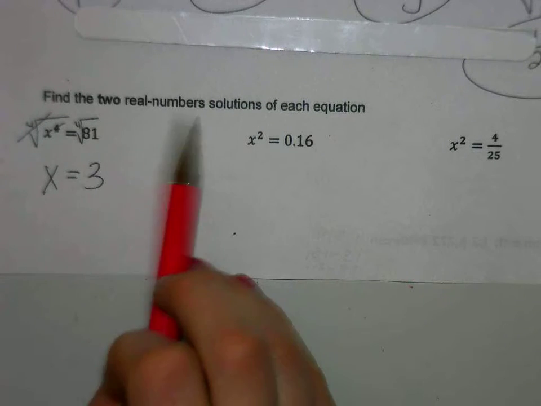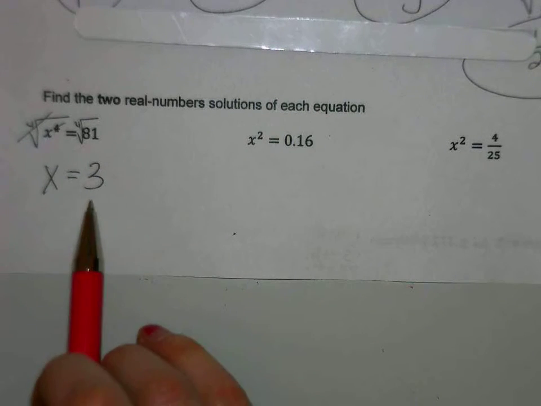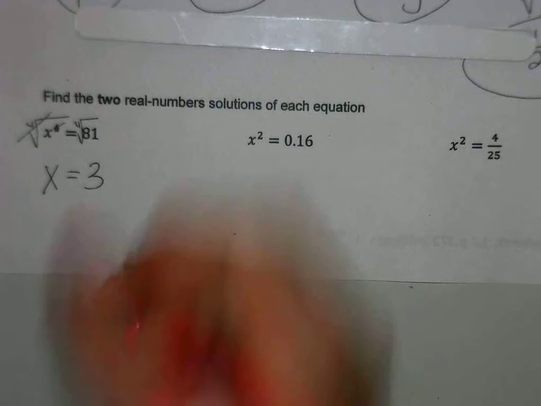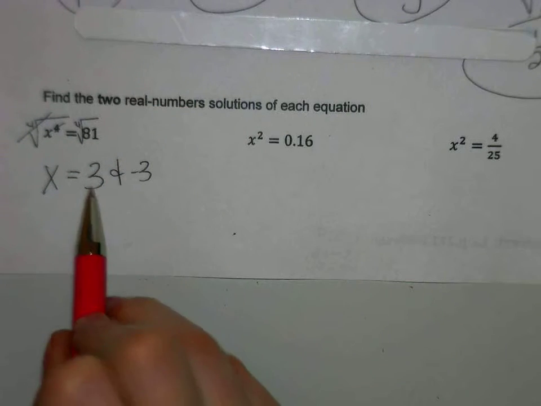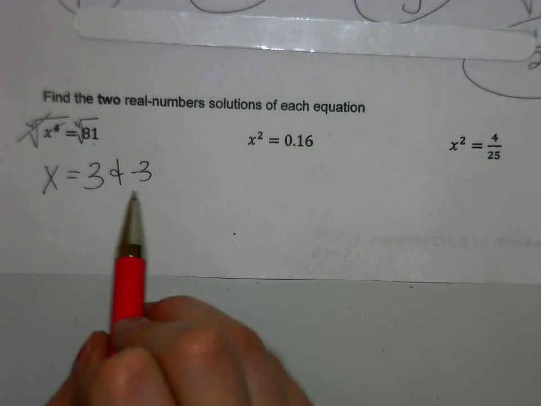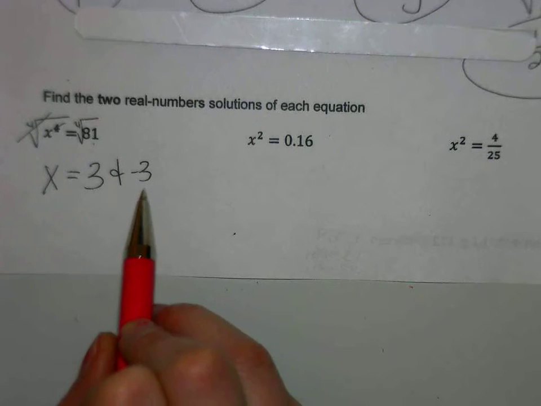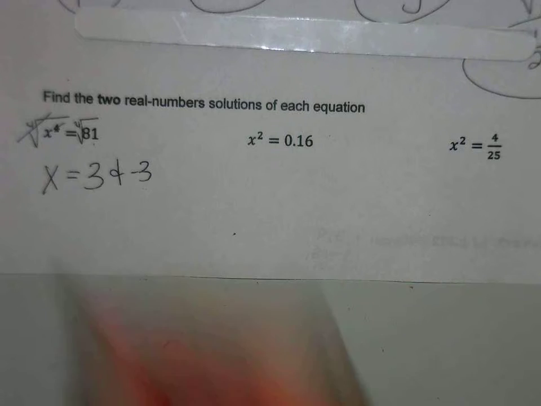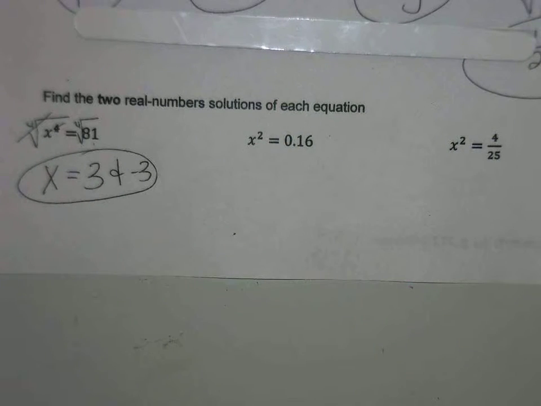When we're finding two real numbers, though, and it's an even root, that means we're going to have two answers, so 3 and negative 3, because 3 times 3 times 3 times 3 equals 81, and so does negative 3 times negative 3 times negative 3 times negative 3. So those are our two real numbers.